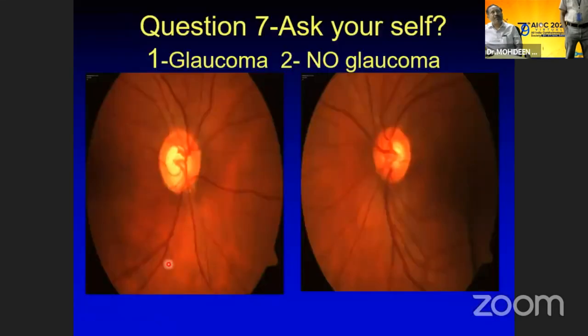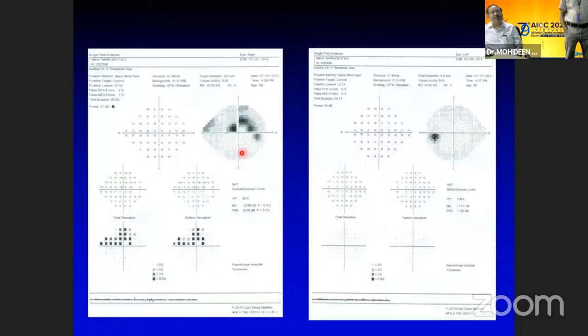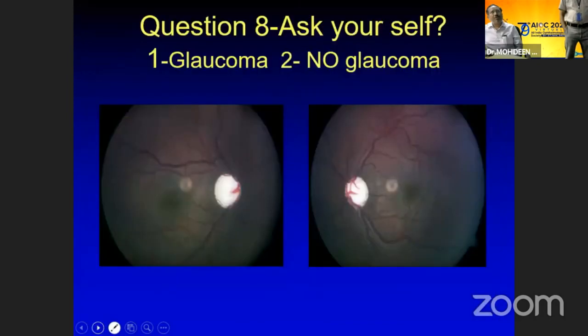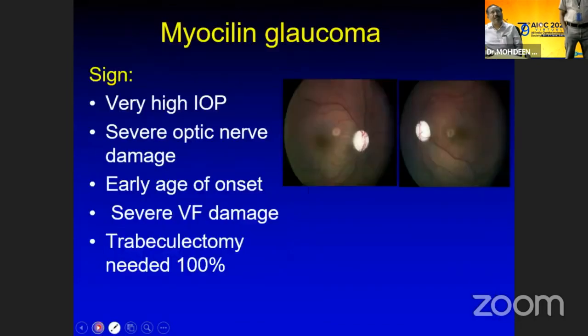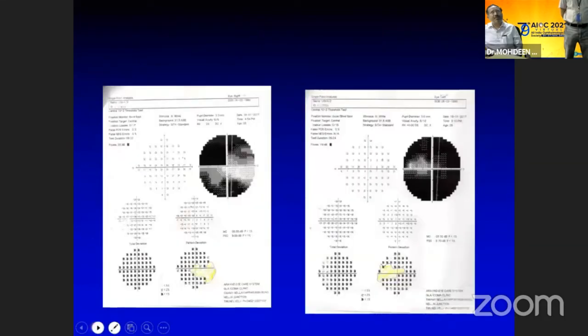What about this? This is typically a normal tension glaucoma. There is baring of the circumlinear vessel, and a nerve fiber defect. This is glaucoma, and this is the corresponding field defect, a superior scotoma, and this is juvenile glaucoma. Pressure 50. Juvenile glaucomas have very high pressure, severe damage, early onset, and need trabeculotomy in 100% of the cases. This is the field defect of the glaucoma.